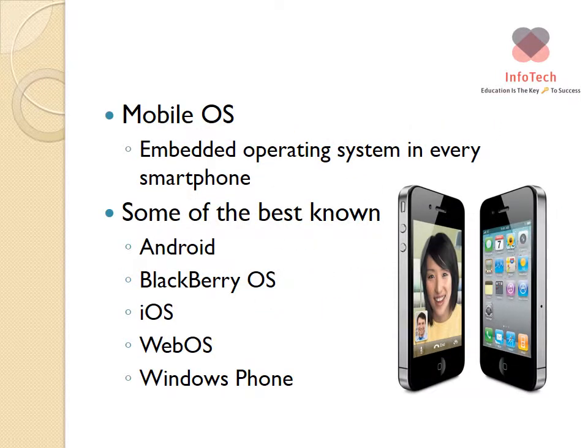So within mobile operating systems, there is an embedded operating system in every smartphone out there right now. So from your iPhone to your Samsung to your LG, most of the phones that are Android or iOS have an embedded operating system. Some of the best known operating systems are Android, your BlackBerry OS, your iPhone operating system, your web operating system, and Windows Phone.